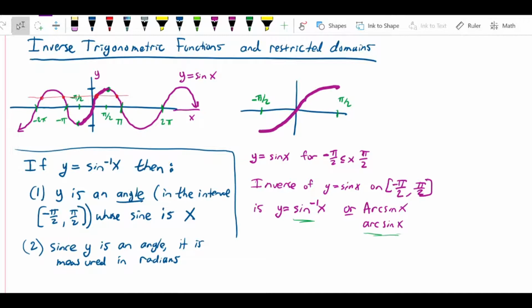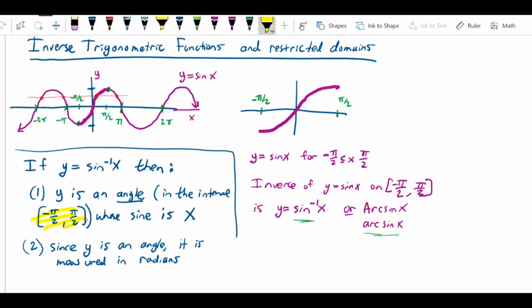So first thing to note is what's written here on the left. If y equals the arcsine of x, then y is an angle. It's an angle specifically in this interval whose sine is x. This is something that I can't overstate, because many people assume that because the arcsine function looks, when you write it, a little bit like the sine function, they assume that because sine is just a number, arcsine must also be a number. But no.